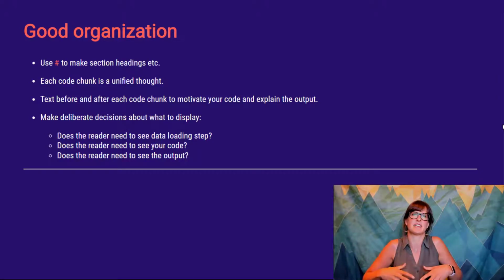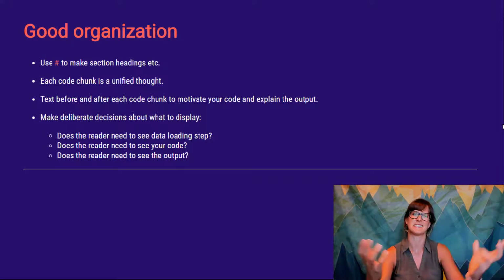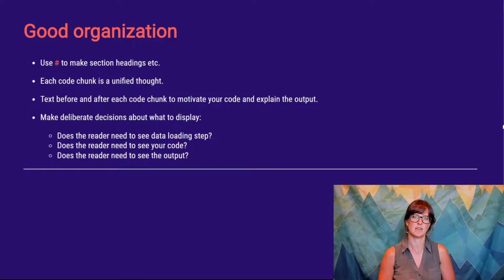I like to think of it as, what is something that I might want to run all together? Or what is one unified step in my analysis, whether it's a simple step or a complex one? It's really up to you how you divide out your code chunks, but regardless, you should make sure that you have regular text before and after it to motivate what's happening here.